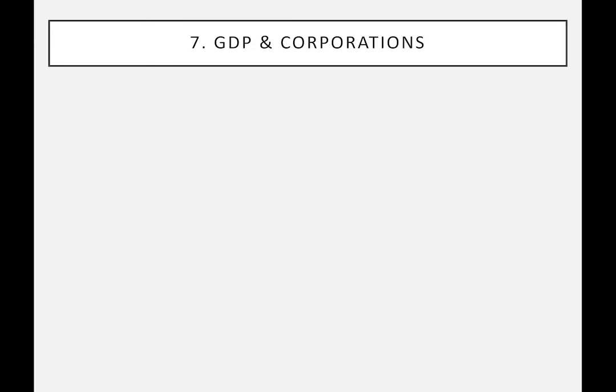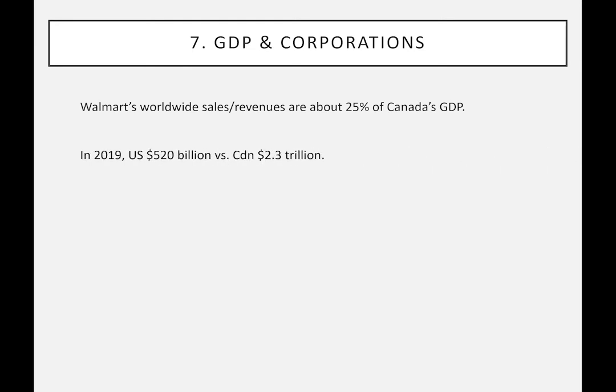I want to finish this last idea. We see this often in comparisons of corporations and gross domestic product. They'll often say that a large company like Walmart, for example, is larger than the GDP of some countries. If you're listing countries by gross domestic product, it would be in the top 20 or something like that. In the case of Canada, it's about 1/4. I checked this quickly: worldwide sales or revenues of Walmart, about $520 billion US dollars. I mentioned earlier that Canada's gross domestic product, this is in 2019, is about $2.3 trillion. Now, Canadian dollars and US dollars are not the same, so it's very roughly about 25% or so.